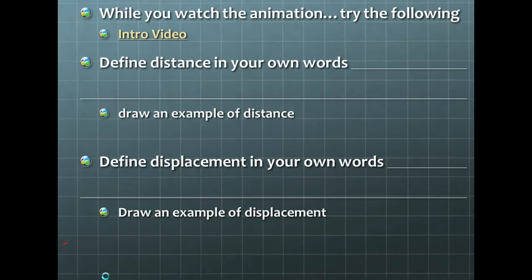While you watch this video, I want you to try to come up with a definition of distance in your own words, and come up with a definition of displacement in your own words. And go ahead and write that down on your paper. Also, see if you can draw an example of each of those.